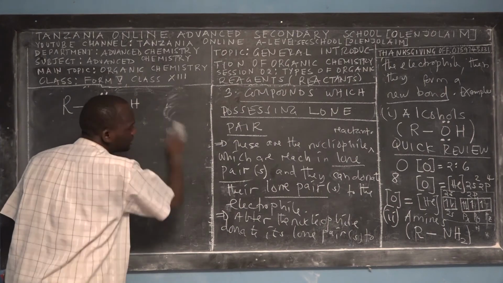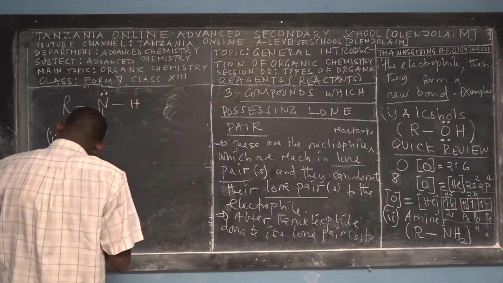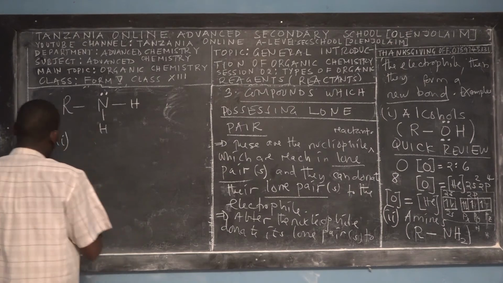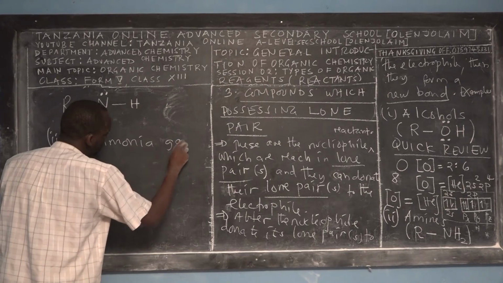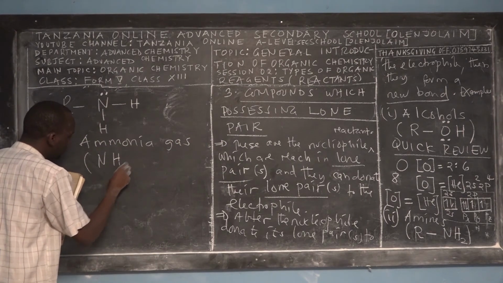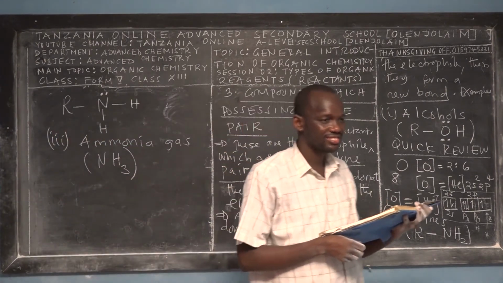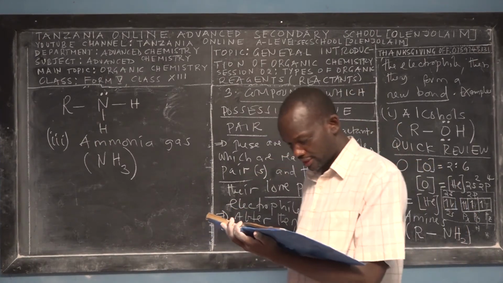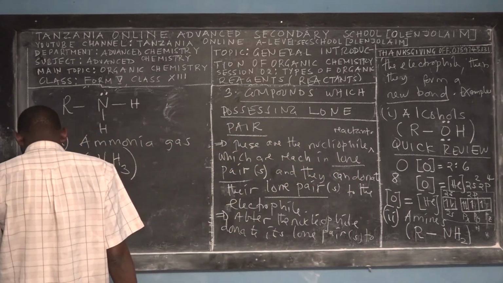All right? So then, the third group, to give an example, is ammonia. Ammonia gas. Do you know ammonia gas? Yes, because we introduced it to you at O-level, especially in the topic of chemical kinetics. Ammonia is very important when you will be learning about Lewis acids and Lewis bases.